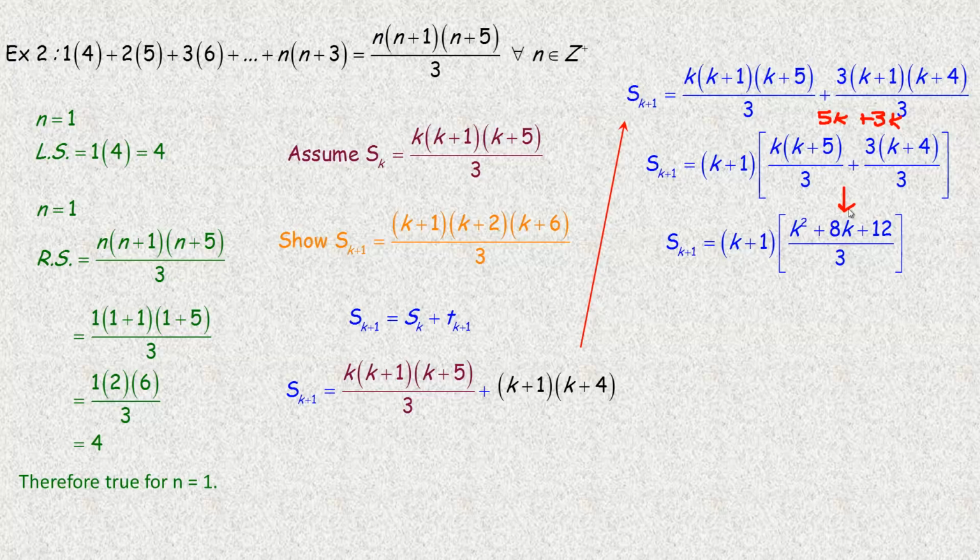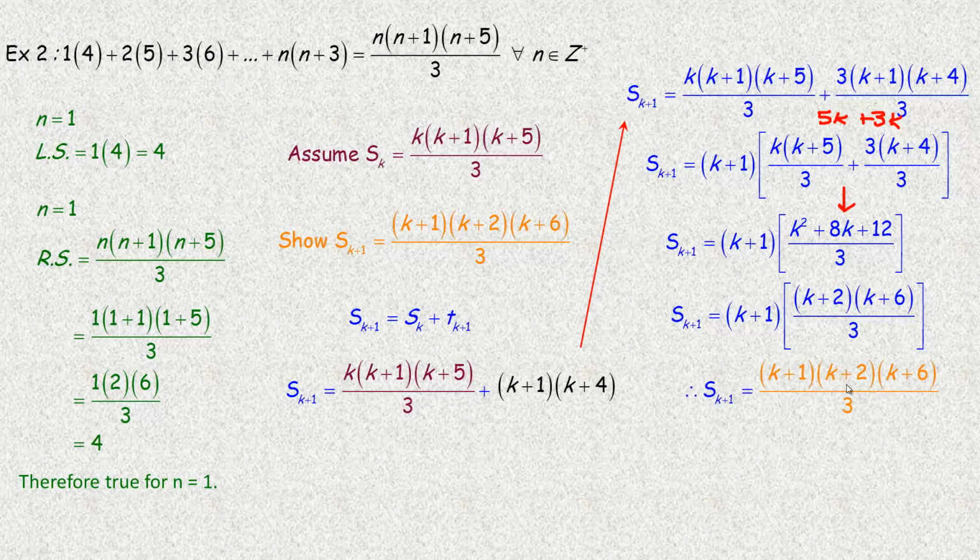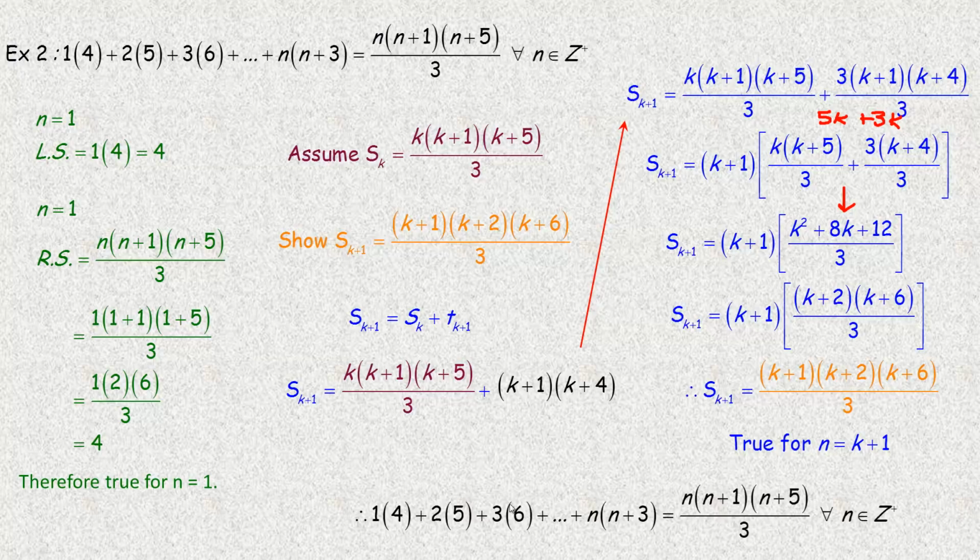And now, again, I'm trying to show this is equal to what's over here. So I think I should factor this because this is in a factored form. So I want to find two numbers that add to 8, multiply to 12. And those numbers are 2 and 6. So this would factor into k plus 2, k plus 6. And essentially that is the same as what's here. K plus 1, k plus 2, k plus 6 over 3. Let's just write it in exactly the same form. Okay, so that is equivalent to this no matter what k is. So it's true for k plus 1, so then this formula always works. The sum of this series is n plus 1, n plus 5 over 3 for all positive integers.